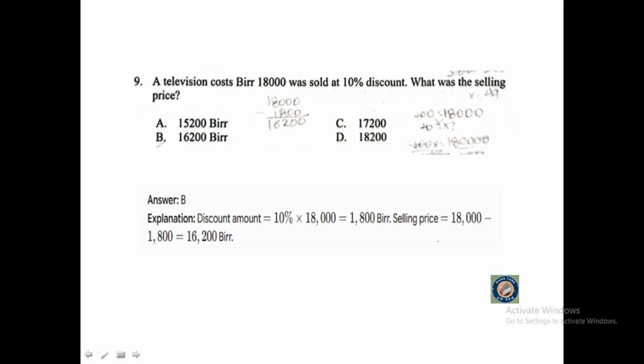The answer is 16,200 birr, because the discount amount can be calculated as 10% of 18,000, which means 1,800 birr. The selling price is 18,000 minus 1,800, which is equal to 16,200 birr.